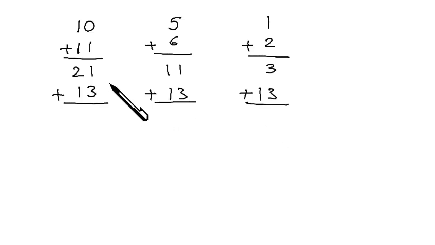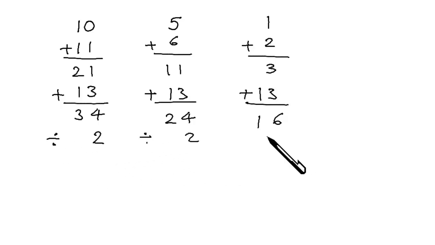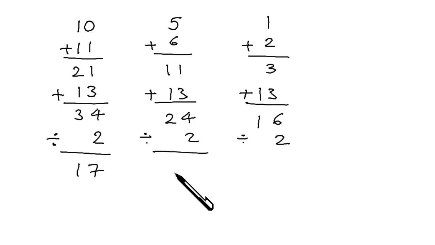Okay, so 21 plus 13, you get 34 in your mind. You're not going to tell me this right now. And your friends have 24 and 16 in their minds. Then I tell you, divide this number by 2. So I'm going to divide this number by 2, and they will divide by 2 too. 34 divided by 2 is 17. And 24 divided by 2 is 12. And 16 divided by 2 is 8.